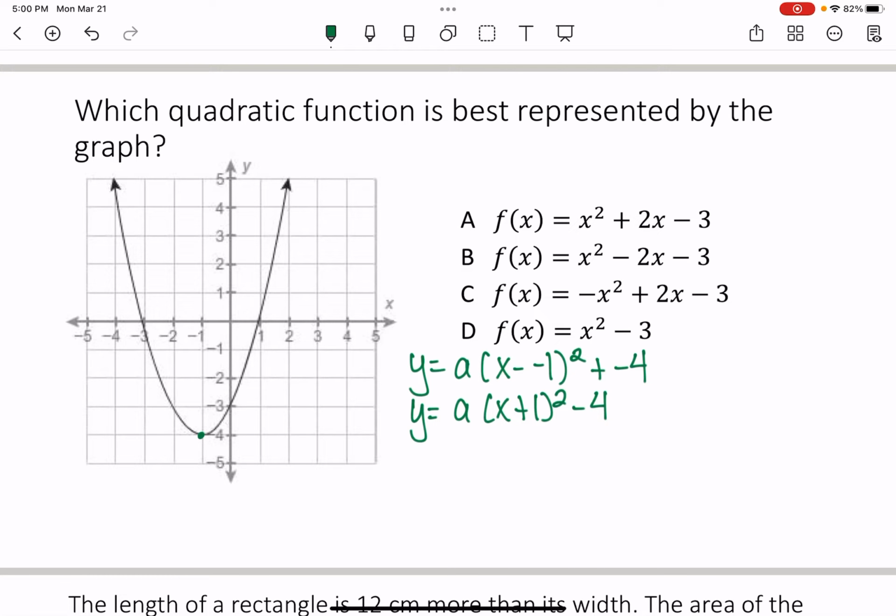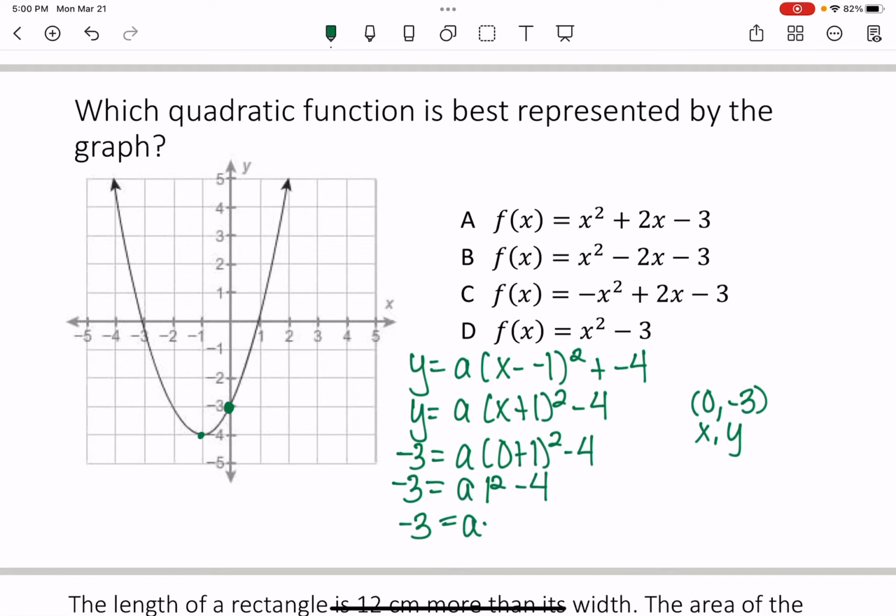So now I need to find the value of a. Let's use this y-intercept right here. Let's plug that in, 0, -3, for x and y. So you get -3 equals a times 0 plus 1 squared minus 4. So you have -3 equals a times 1 squared minus 4. So you have -3 equals a minus 4. So now you add 4 to both sides and you get 1 equals a.